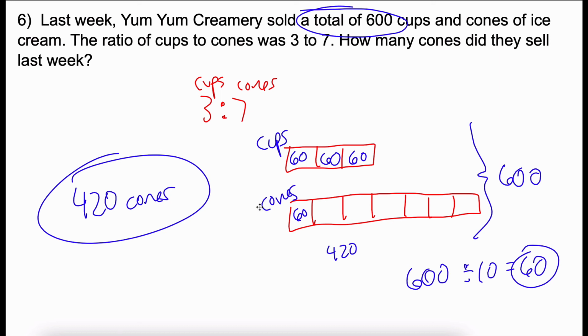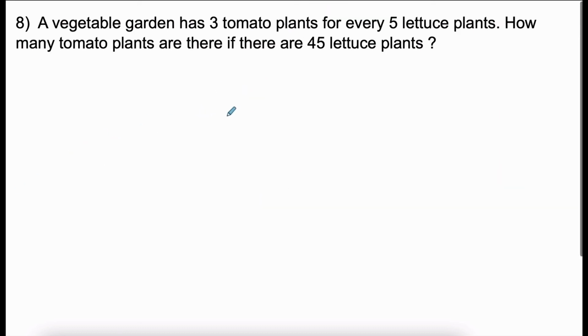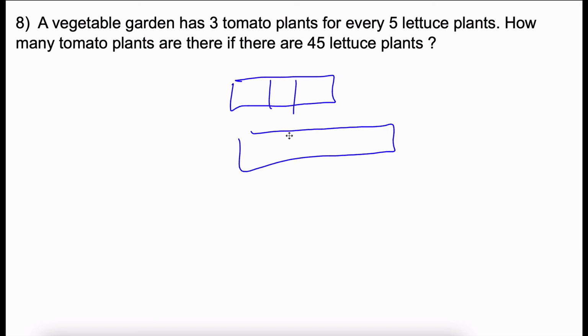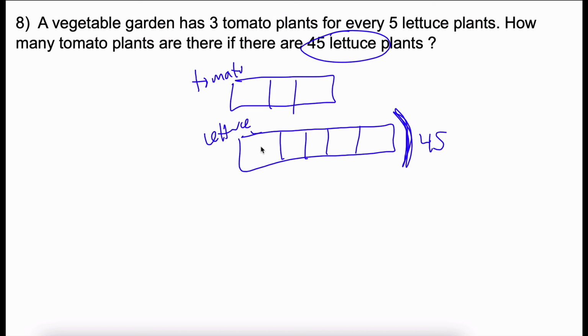All right, last question. A vegetable garden has 3 tomato plants for every 5 lettuce plants. How many tomato plants are there if there are 45 lettuce plants? So 3 to 5. Label tomato and lettuce. Okay, we're told there's 45 lettuce plants, so that means that this part of the tape diagram is worth 45, and there's 5 pieces of it.